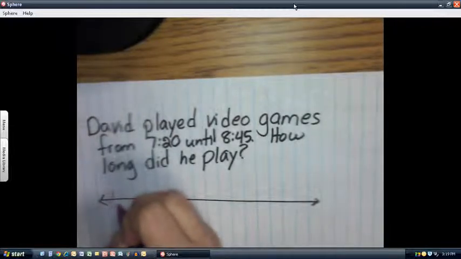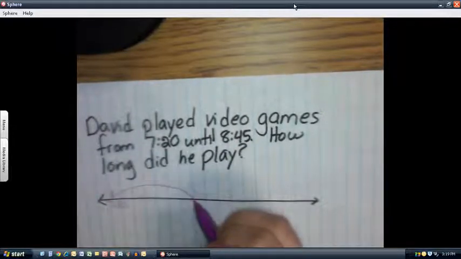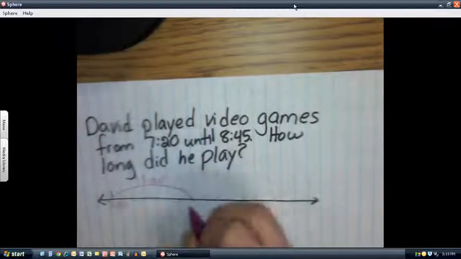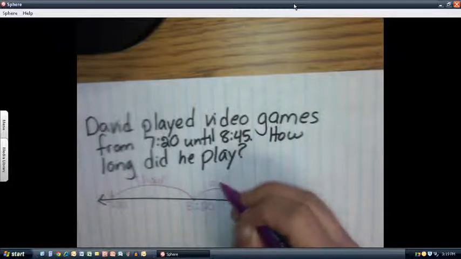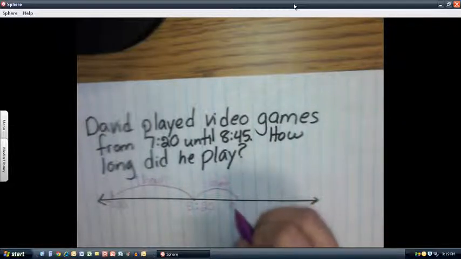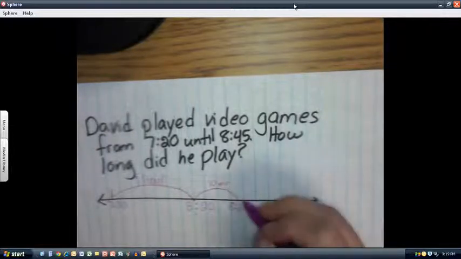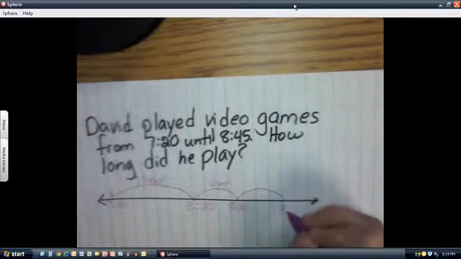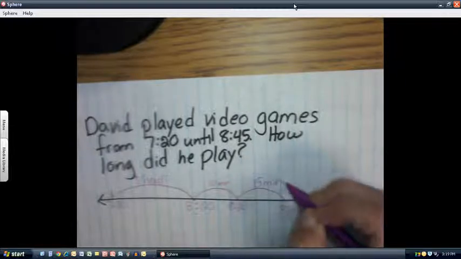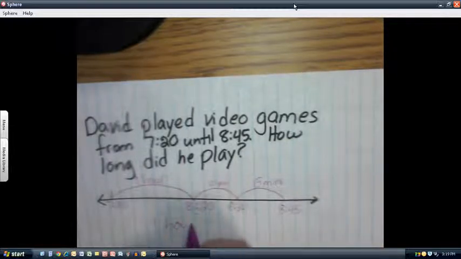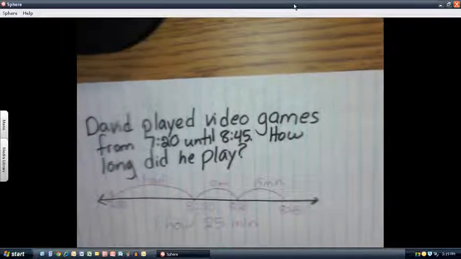So we have 7:20. We're going to go to 8:45, so I'm going to try an hour. 1 hour after 7:20 is 8:20. 10 minutes later would be 8:30. And you don't have to use my increments. If you went straight from 8:20 to 8:45, you know what that is, that's fine. 8:30 to 8:45 is 15 minutes. So when I add everything together, I have 1 hour and 25 minutes. How'd you do?